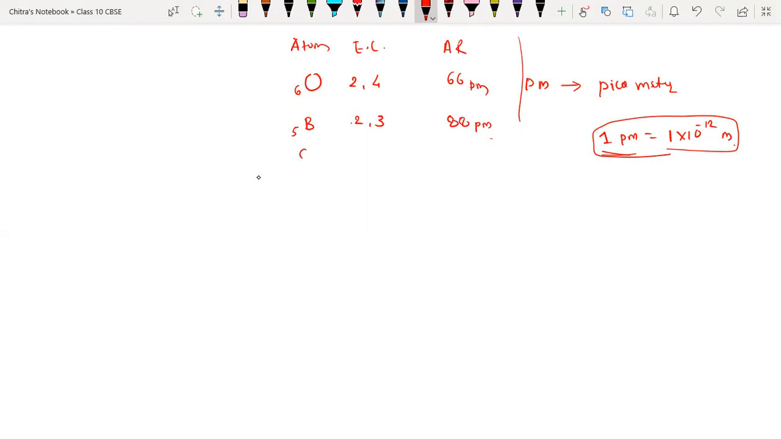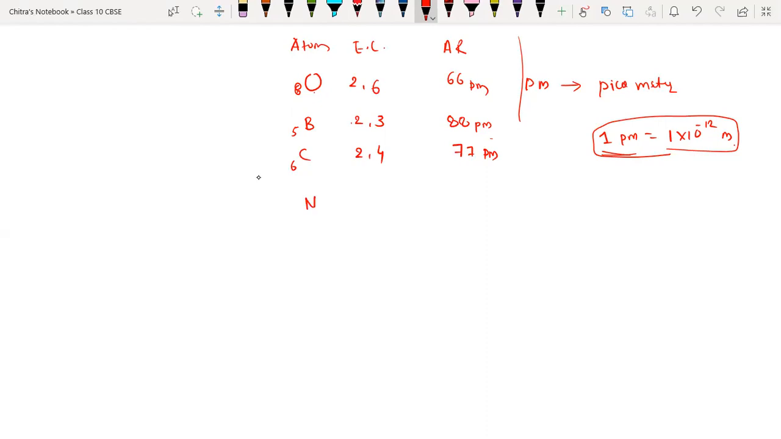Then carbon, atomic number is 6. Oxygen is 8, so here 6 electrons will come. Atomic number of oxygen is 8. Carbon has 6, so its electronic configuration is 2 and 4, and its atomic radius is 77 picometer.